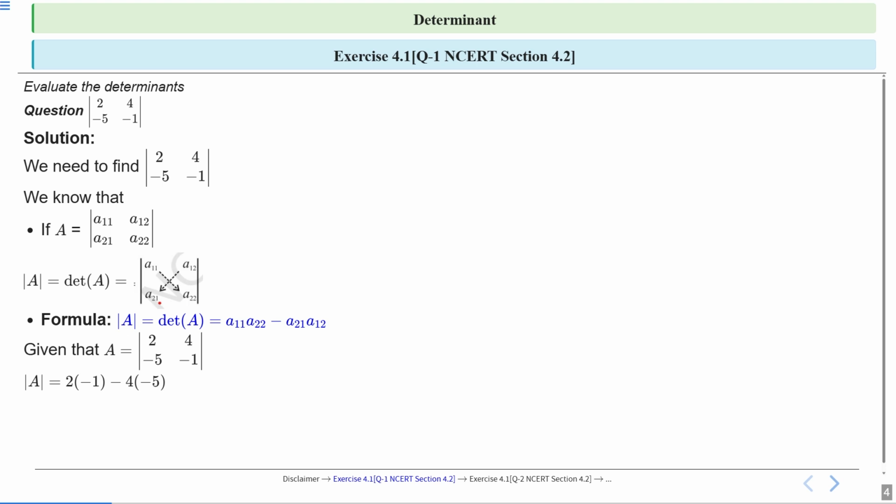So by using the formula, we get determinant of A is 2 into minus 1 minus 4 into minus 5, that is minus 2 plus 20. So the required value of the determinant is 18.